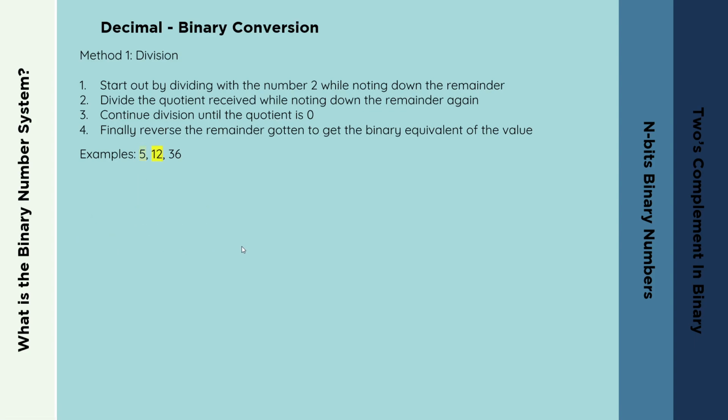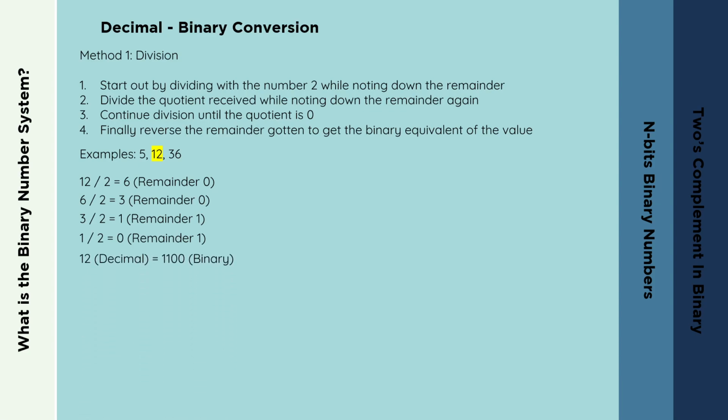Moving on, let's take a look at the example number 12. First, we have 12 divided by 2 is 6 with no remainder, and then 6 divided by 2 is 3 with no remainder, and then 3 divided by 2 is 1 with a remainder of 1, and then we have 1 divided by 2 is 0 with a remainder of 1. Thus, the decimal integer 12 in binary form is 1100. Of course, you have to reverse the remainders received.